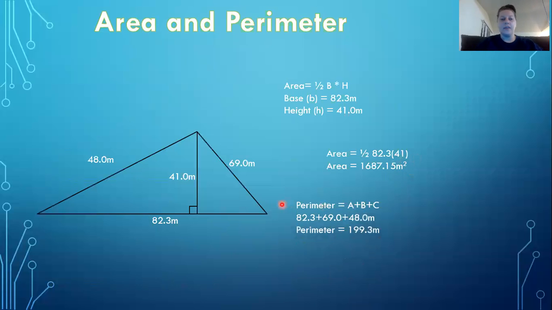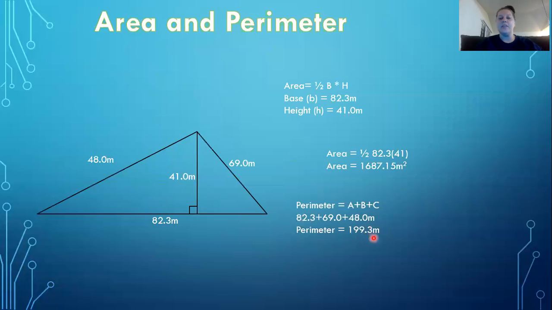And then we're going to move on to perimeter. Now perimeter is a little bit easier because it's just basically adding all of our sides together. It could be on a triangle, it could be on a square, it can be on a 9-sided figure. You just take all the sides and add them together. So it's A plus B plus C for this triangle. So it's going to be 48 plus 69 plus 82.3 all added up, which equals 199.3 meters.